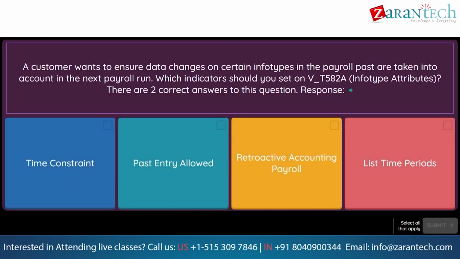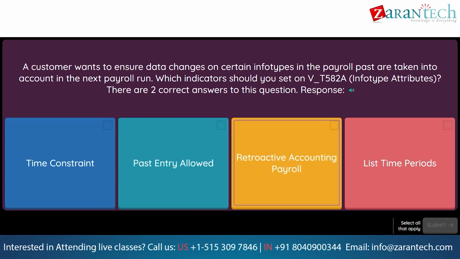Question: a customer wants to ensure data changes on certain info types in the payroll past are taken into account in the next payroll run. Which indicators should you set on V_T582A, info type attributes? There are 2 correct answers to this question. Response: Option 1, time constraint. Option 2, past entry allowed. Option 3, retroactive accounting payroll. Option 4, list time periods.